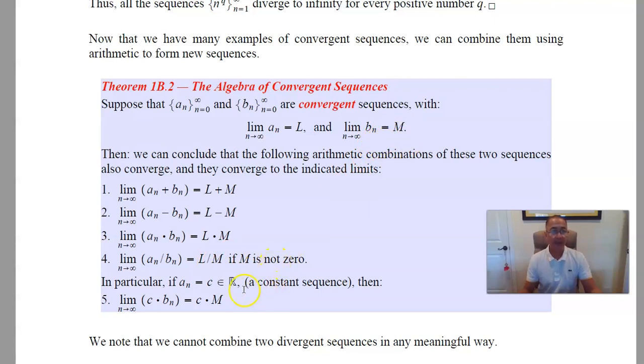Never ever. If a sub n happens to be a constant sequence, then the limit of c times b sub n is simply c times m. So this allows us to combine convergent sequences using addition, subtraction, multiplication, and division, as long as we're not dividing by 0. So let's go back to our workroom and combine some of the sequences that we saw earlier.